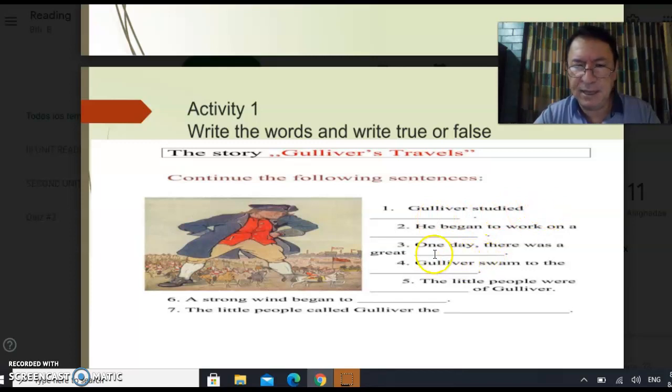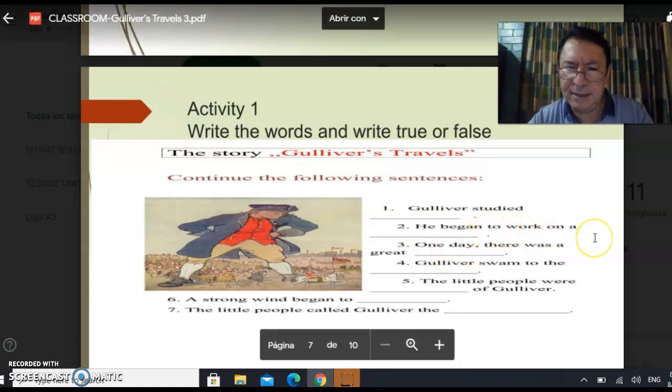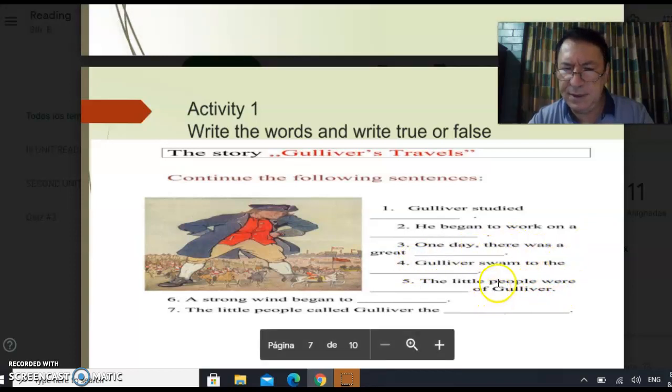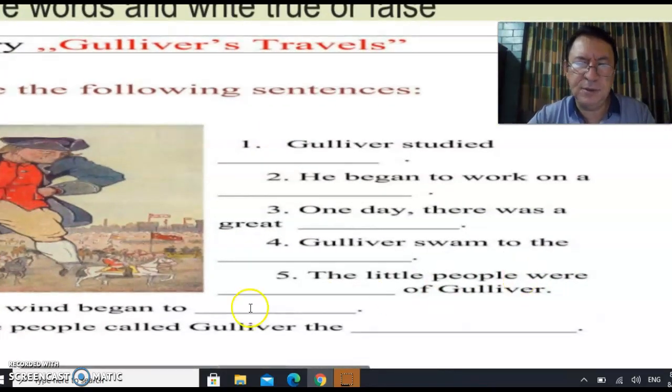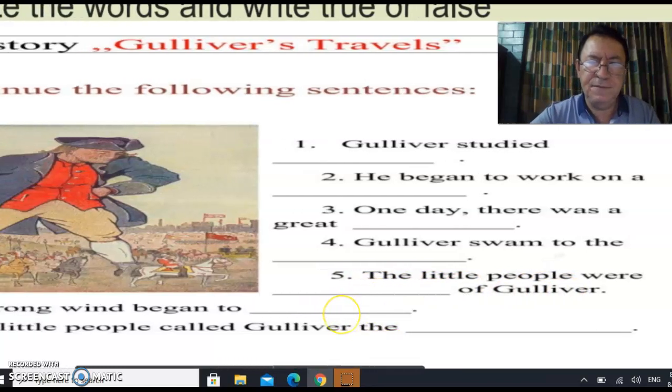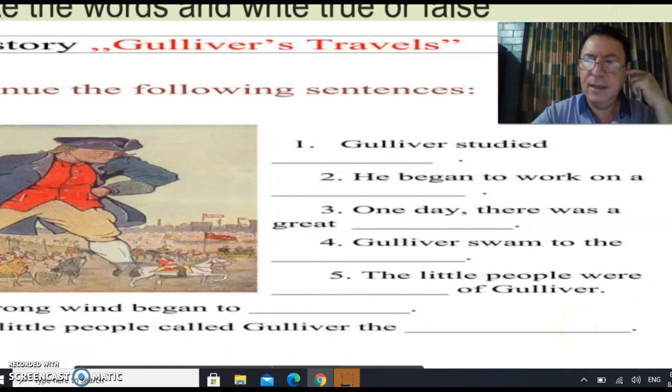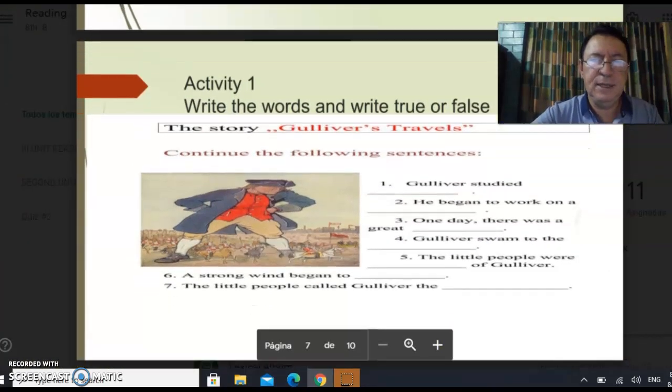Then the second sentence is, he began to work as a. One day there was a great. Gulliver swam to the little people were of Gulliver. So what words or what information do you have to complete here? So you have to watch the video. Okay, a strong wind began to. And sentence number 7, the little people called Gulliver's the. Okay, this you are going to do by watching the video or after watching the video. Okay, this is going to be the first activity.